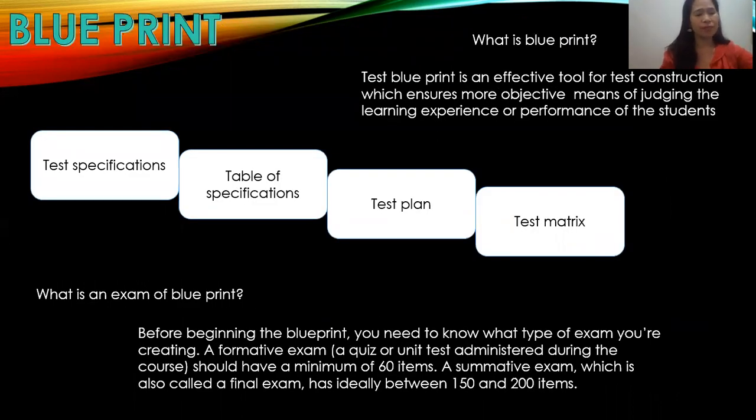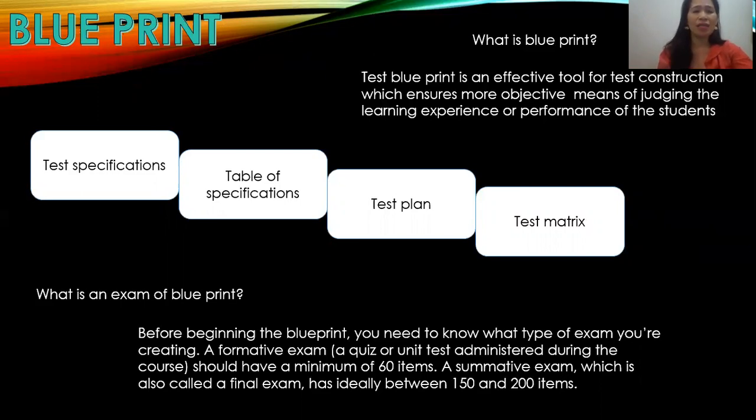Blueprint. A test blueprint is an effective tool for test construction, which ensures a more objective means of judging the learning experience or performance of the students. A test blueprint is also called test specifications, table of specifications, test plan, or test matrix.